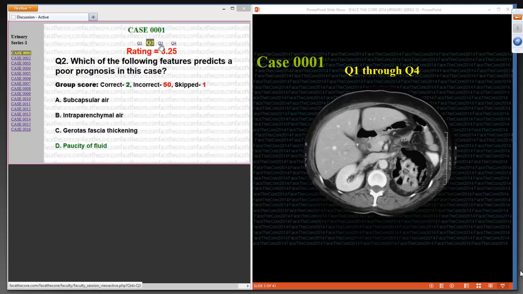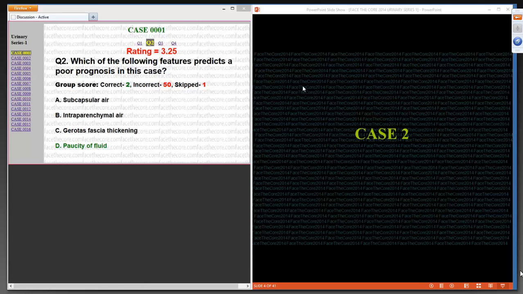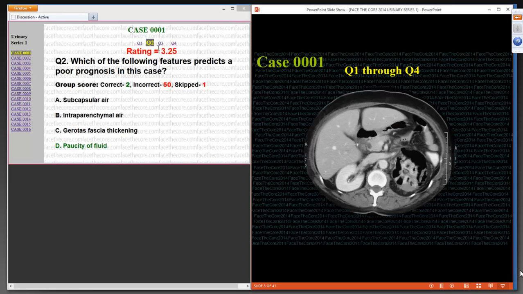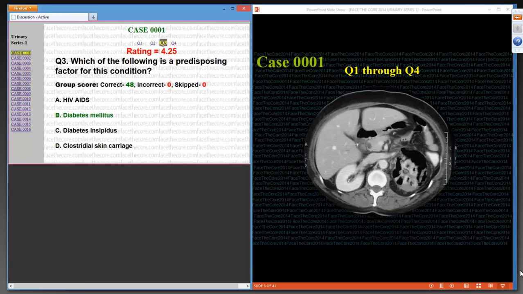kidney. And in that case, it would be a good prognosis, because all you need to do is then drain that abscess, and the patient has a better prognosis. With this one, type 1, the patient has a very poor prognosis because they are being overwhelmed.